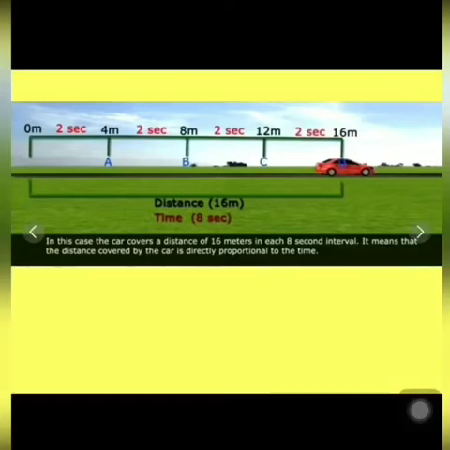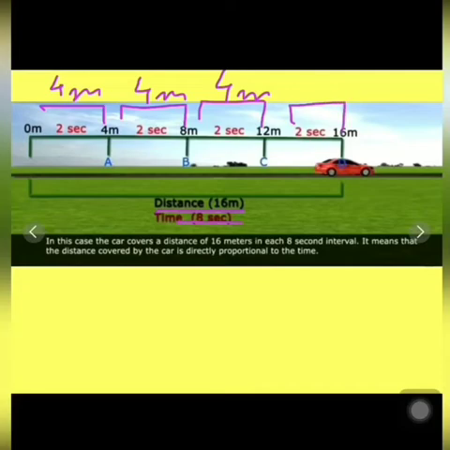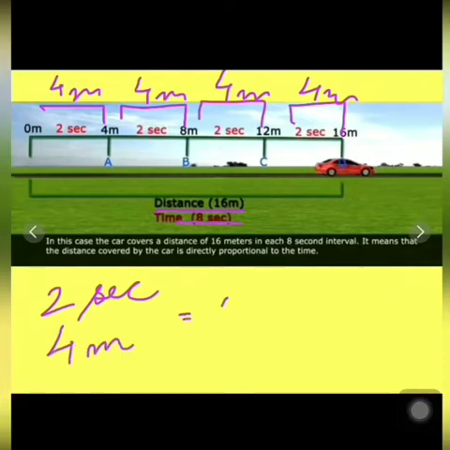Now consider this figure. Here you can see the car covers a total distance of 16 meters in each 8 second interval of time. Here you can see that in every 2 seconds the car is covering an equal distance of 4 meters. So in every 2 seconds the car is covering an equal distance of 4 meters, which means the car is moving with uniform motion.